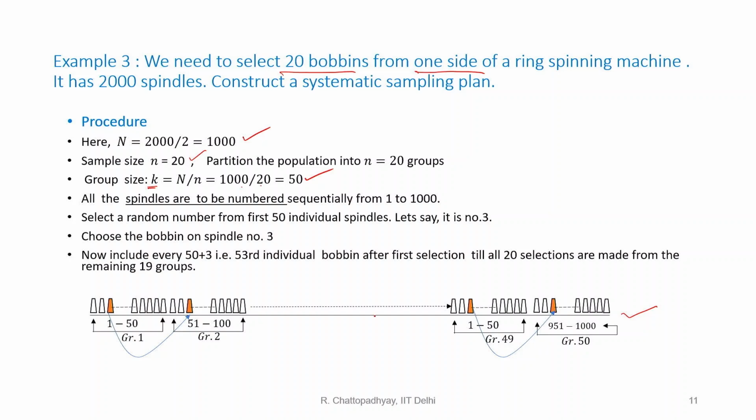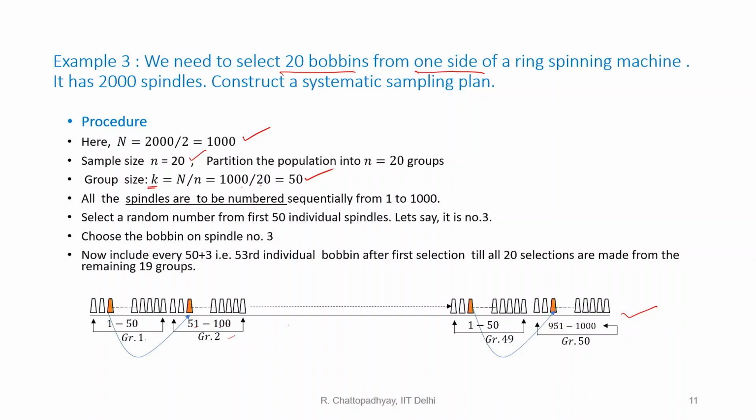This is one side of the ring spinning machine. We have 1000 spindles, and you see we have group 1, group 2, group 3, group 4, group 5, and it goes up to group 20, and each group has 50 spindles. So 1 to 50 makes group 1, 51 to 100 makes group 2, 101 to 150 group 3, and it goes like that. So the entire population of spindles on one side of the spinning machine is divided into 20 groups. Now from each group I'll choose one spindle.